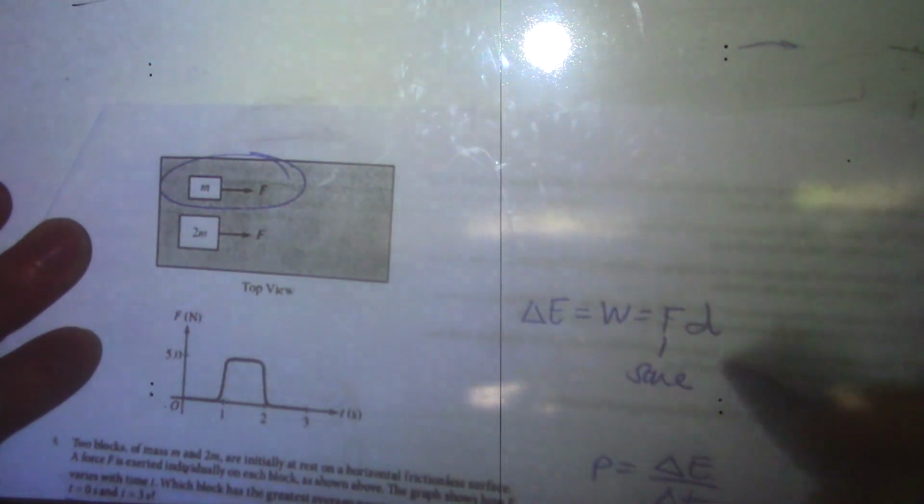Just think about it: if I have a mass m and a mass 2m, and I pull them with the exact same force, after 3 seconds they will not have gone the same distance. This one will have gone a farther distance because it has a smaller mass. With the same force there will be greater acceleration, so we'll end up going faster, on average, and therefore farther. Because it goes farther, it'll have a greater change in energy, and a greater change in energy over the same amount of time will mean a greater power for that block.